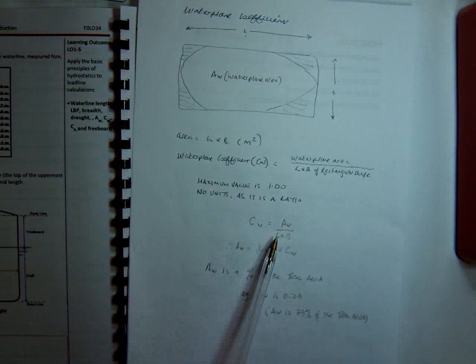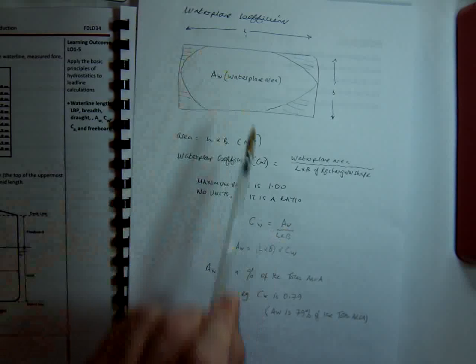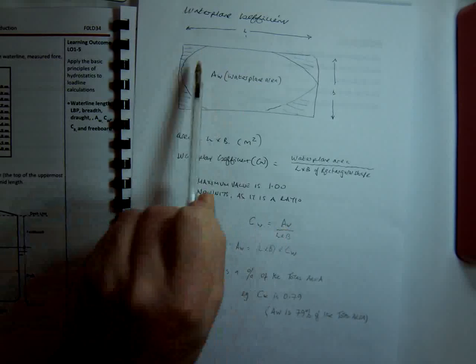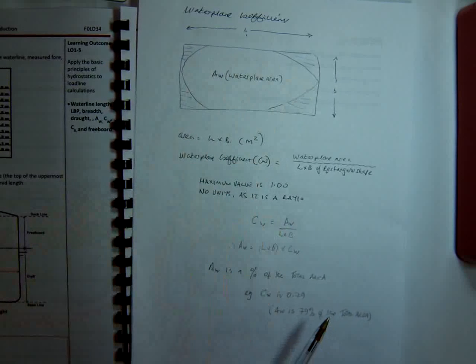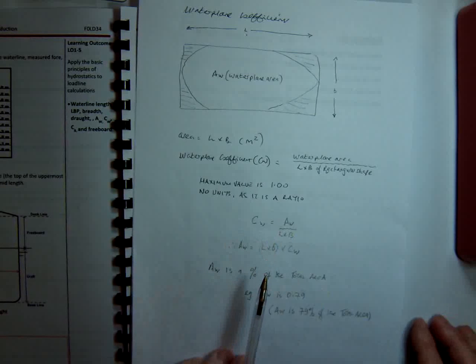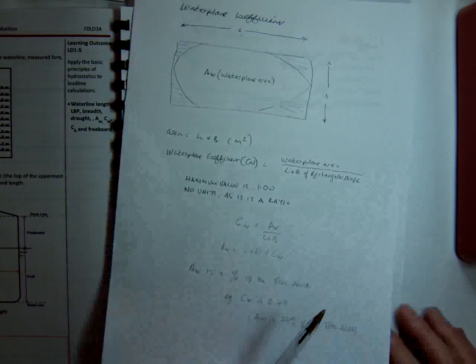And on our formula here, as long as we know 2 of these 3 values, we can find the third. So if you knew the length and the breadth of the vessel, and you were told your waterplane coefficient, you of course could find your waterplane area. Okay, so if you know 2 of the values, you can find the third. So that's when we're looking at the waterplane coefficient.